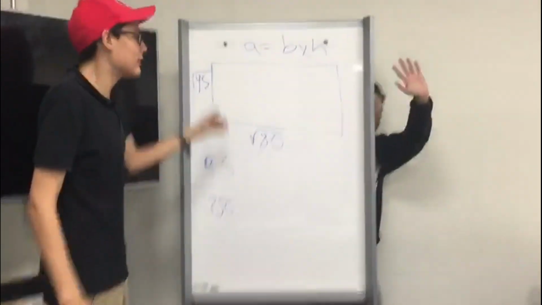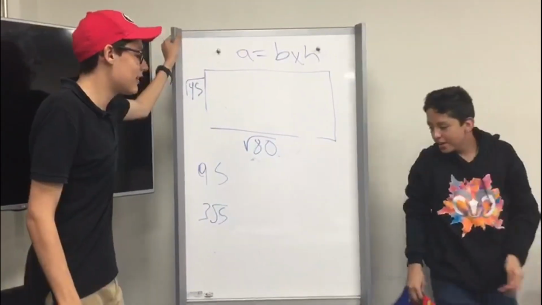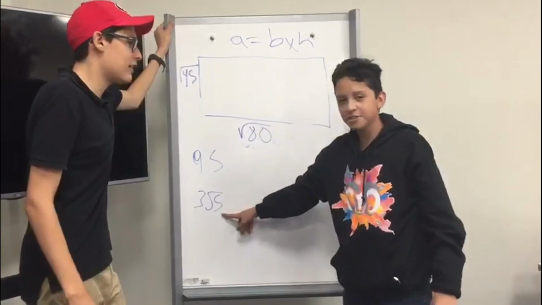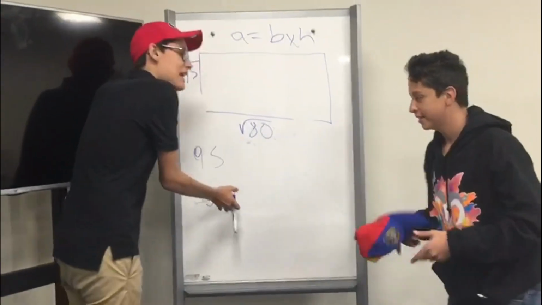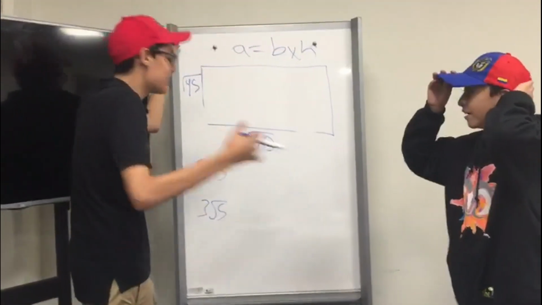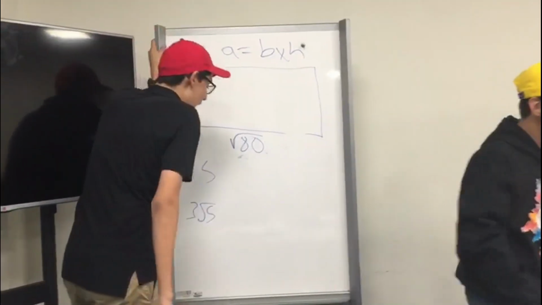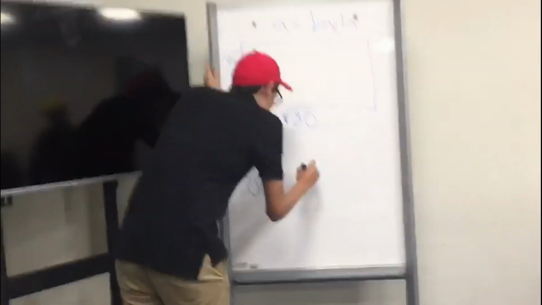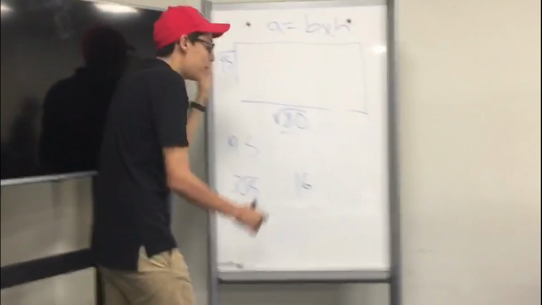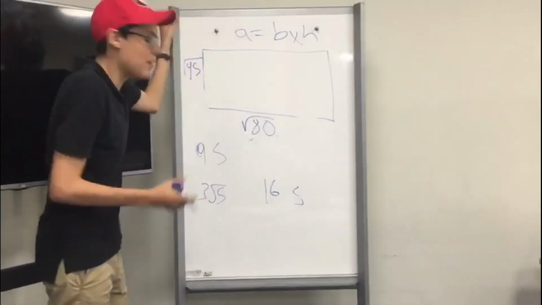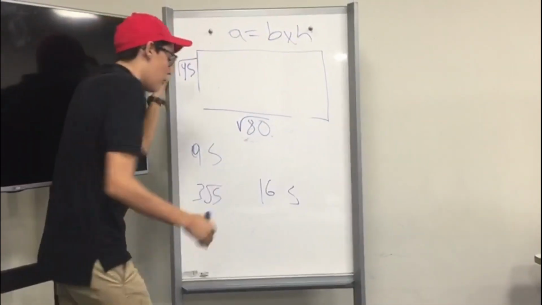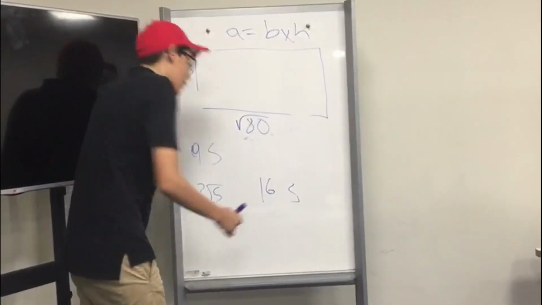Professor, I have a question. Why is the 5 inside the square root? Well, because this one has no square root, so it must be left inside. Now 80 will be written as 16 and 5, because 5 times 16 is 80. Now we take out the square root of 16, which is 4.